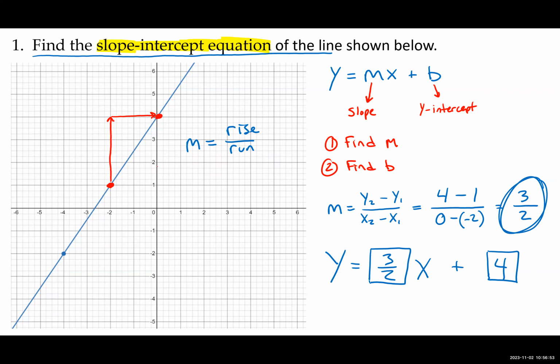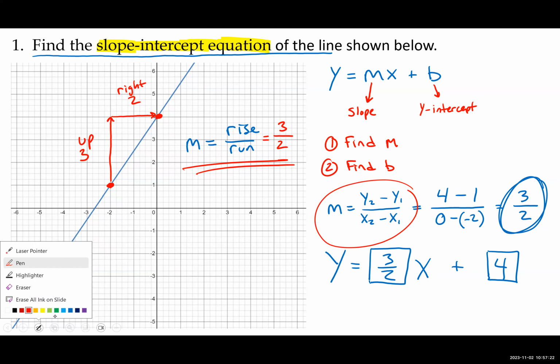Well, if you just count on the axis, 1, 2, 3. So it looks like we're going up 3, and then to the right by 2. So the rise would be the up 3, so that's +3. The run would be the right 2, so that's a +2. So we get the same slope. So it doesn't matter if you're using the formula or if you're thinking more visually in terms of rise over run. We get the same result.